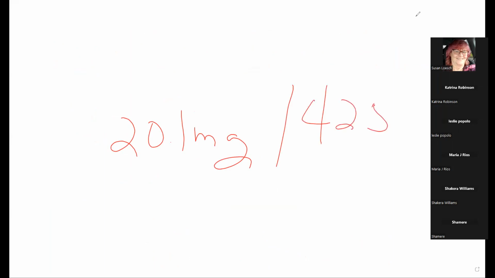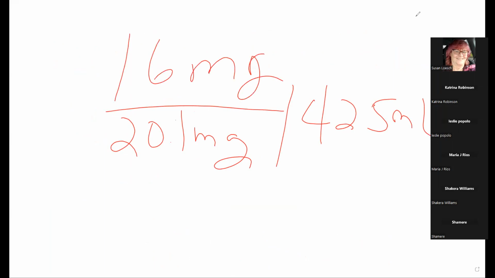All right, so I know I had 20.1 milligrams per 425 mLs. My ordered dose was 16 milligrams. So this is a 1 here. You could do a couple ways. You could do 16 divided by the 20.1, and then you multiply that times your 425. And that gave me 338.30.